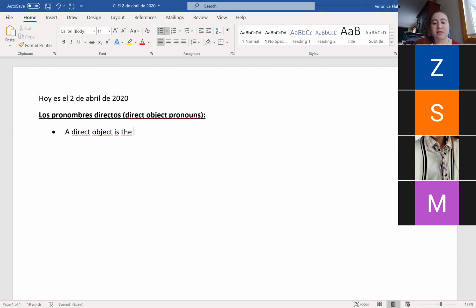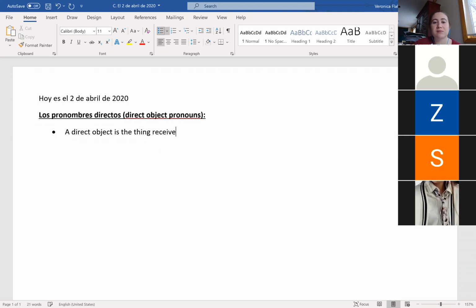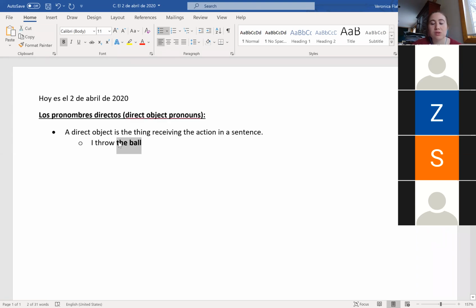So a direct object is the thing receiving the action in a sentence. And we're going to use that example. In this one, the ball is the direct object because it's not doing anything other than being thrown, but it's not taking any action. Do we agree? The ball's not doing anything. Okay. So in Spanish, that looks like yo tiro la pelota. I throw the ball. It's the same thing. Yo tiro la pelota. Okay.